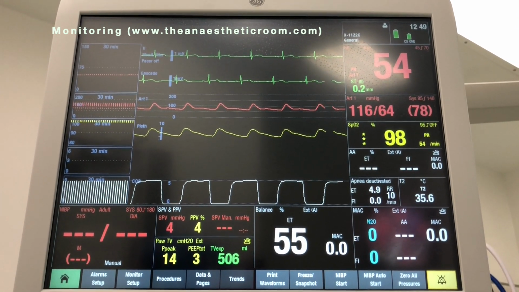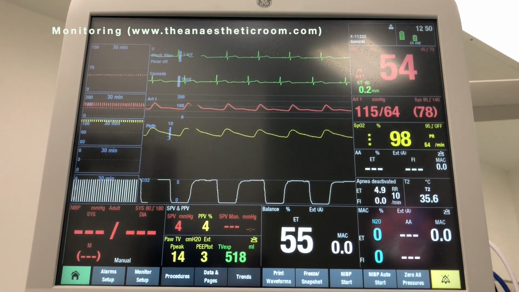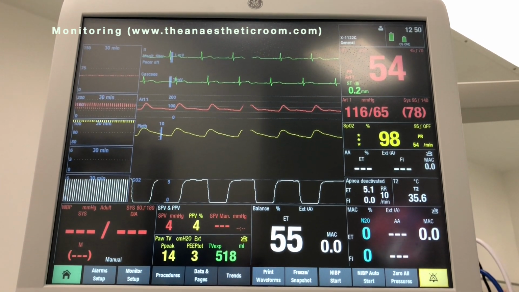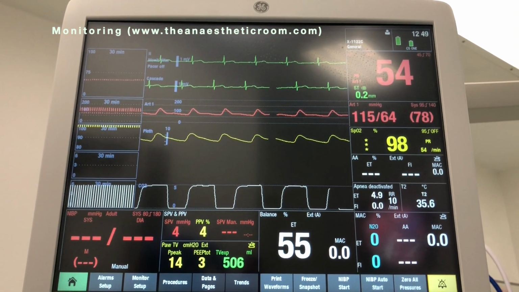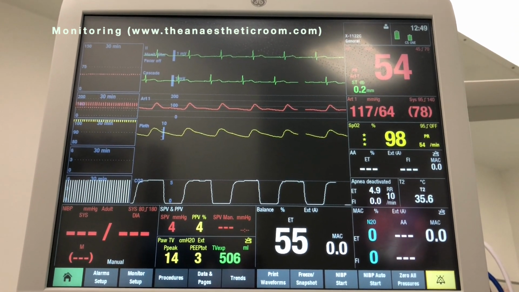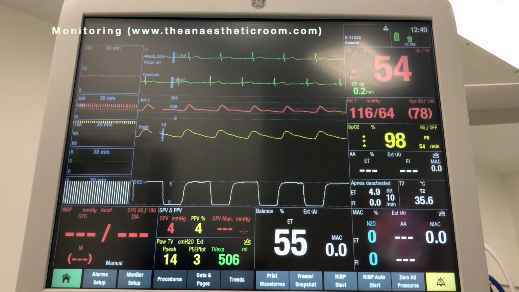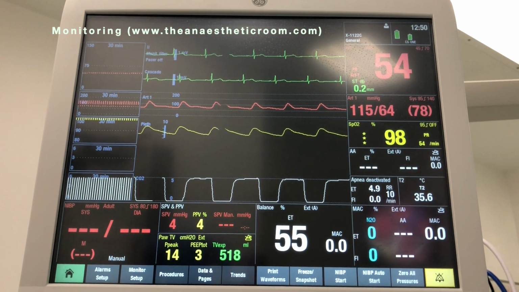You can program the monitor by setting up alarms, what waveforms you want displayed, by touch screen pressing the buttons on the lowest row of the monitor. Pressing trends will give you the recorded values for every 3 to 5 minutes of the patient from the time it was last reset. Some machines will allow you to print waveforms, and if you want to start a non-invasive blood pressure reading, this is where you press Start NIBP.